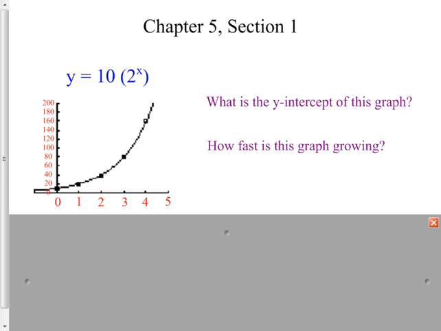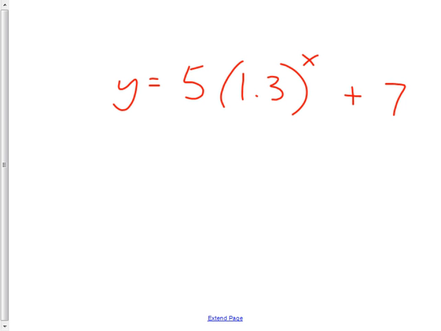Sometimes you're going to have an equation like this: y equals 5 times 1.3 to the x, plus 7. And we'll say, what's the y-intercept? And some of you will say, oh, the y-intercept is 5. And you'd be wrong.